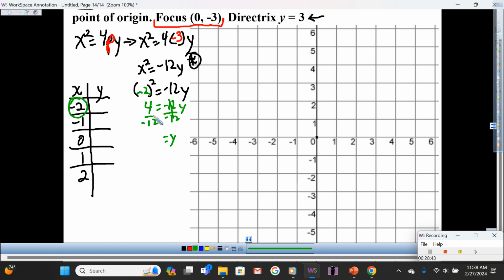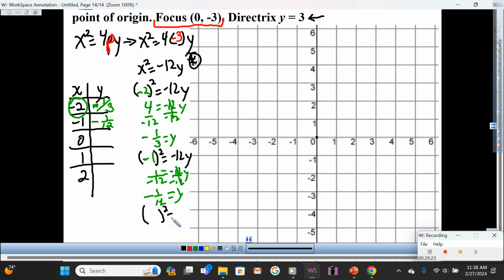Y equals -4/12 or -1/3. That is correct. Let's do another one. Parentheses squared equals -12y. Next value is -1, Martin. 1 equals -12y. Divide by -12. So y equals -1/12. -1/12.